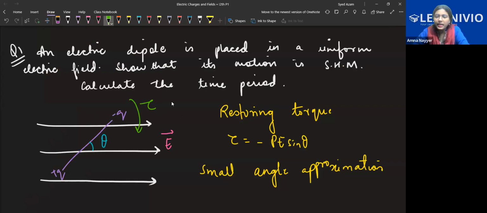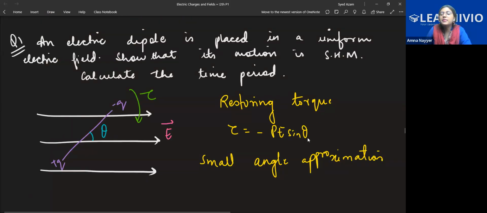When we write about a restoring torque or restoring force, whether it's torque or translational force, it is written with a negative sign. So here we can say torque is equal to minus PE sine theta. Now class, whenever you have a small angle approximation, why are we focusing on it? Because dipoles rotate through very small angles, maximum 90 degrees. So we use a small angle approximation here.